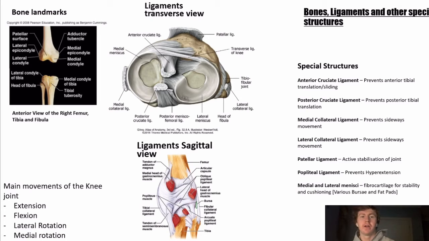And we have the patellar ligament, which acts as a stabilization of the joint. And then we have the popliteal ligament, which prevents hyperextension. Also, something else to know is the medial and lateral menisci, which is fibrocartilage for stability and cushioning. And lastly, we'll have a look at some of the main movements of the knee joint, which are extension, flexion, lateral rotation, and medial rotation.